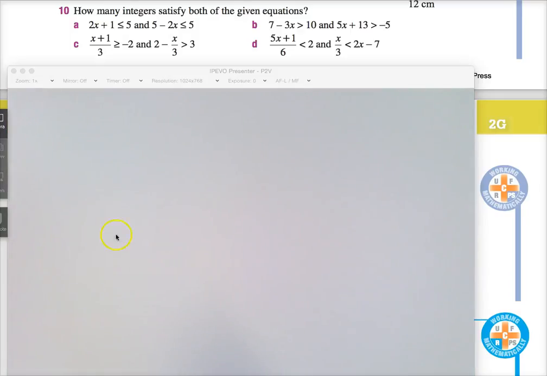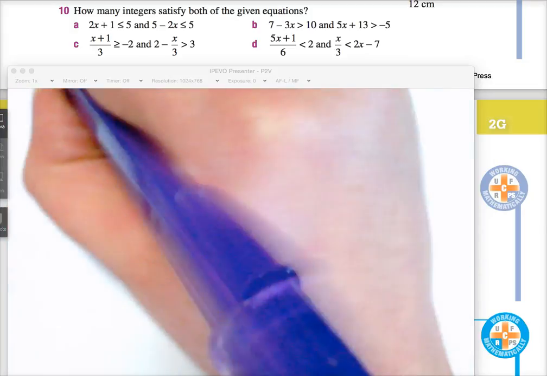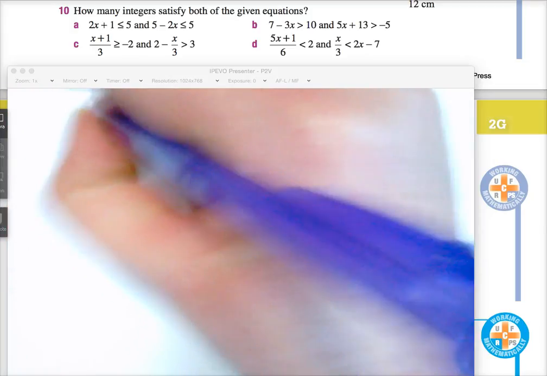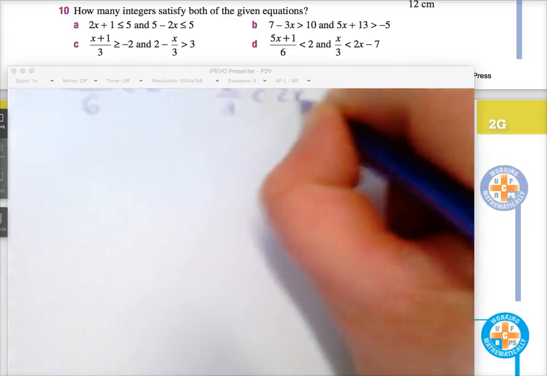Exercise 2G problems. Right, let's do question 10D. Solve the following. How many integers satisfy both of these equations?